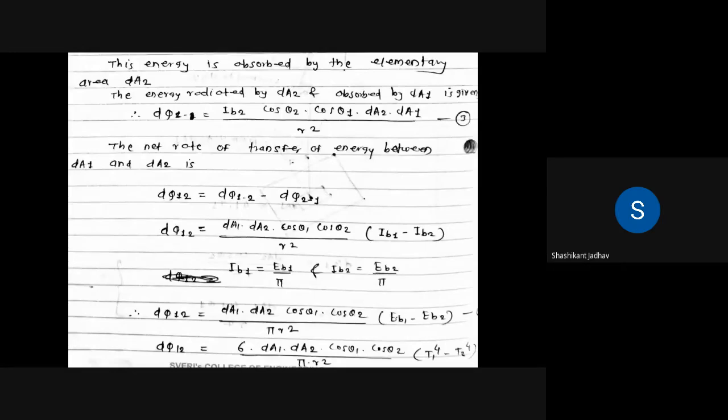We have got the relation. What is the relation between E and I? E is equal to pi into I. So from that we have written the equations for IB1 and IB2: IB1 is equal to EB1 divided by pi and IB2 is equal to EB2 divided by pi. Now we have to put those values. In the bracket IB1 and IB2 are there, so instead we write EB1 by pi and EB2 by pi. We take pi as common. Therefore the equation becomes dQ12 is equal to dA1 dA2 cos theta 1 cos theta 2 divided by pi r square into bracket EB1 minus EB2, and that is equation number 4.